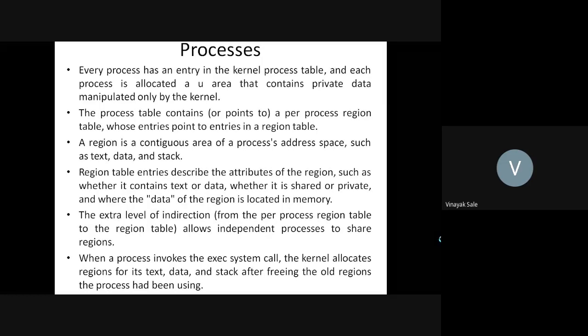The extra level of indirection from the per process region table to the region table allows independent processes to share regions. When a process invokes the exec system call, the kernel allocates a region for its text, data, and stack, after freeing the old regions the process had been using.